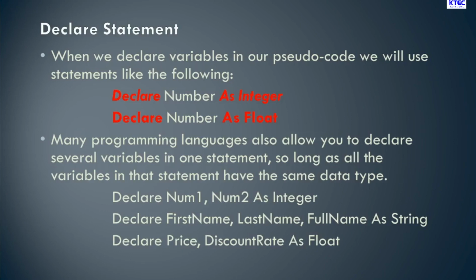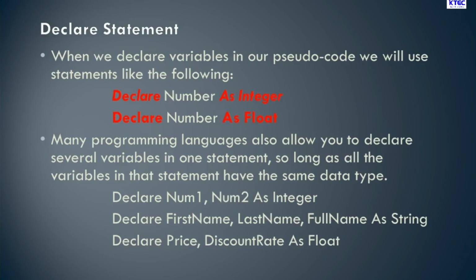Now, let's look at the declare statement. When we declare variables in our pseudocode, we will use statements like the following: declare number as integer, declare number as float. Very soon we'll be getting to pseudocode and then the flowchart. That will be the next topic. When we get there, you will understand what I'm talking about. But let's try to understand these keywords here.